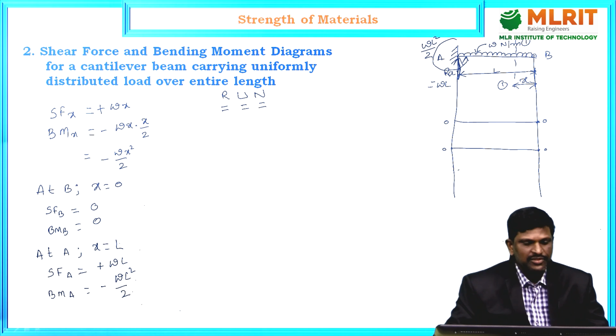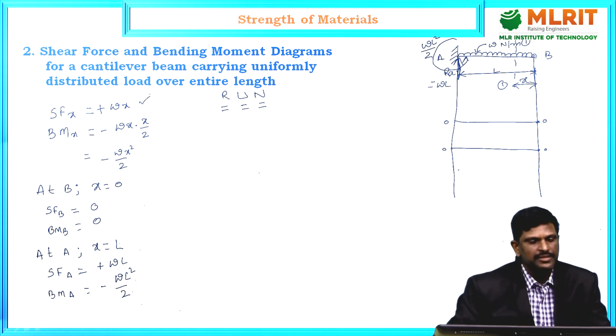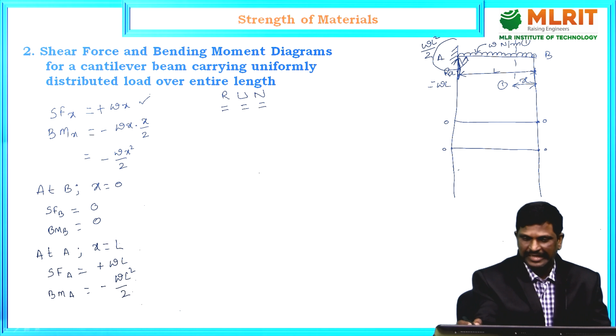Here in this case, the shear force is 0 at the free end and it is changing to a value WL positive. How is it varying? Check the equation. SFx is equal to plus Wx. It is in the form of y equal to mx, a straight line equation. So, it is changing linearly from 0 to WL.